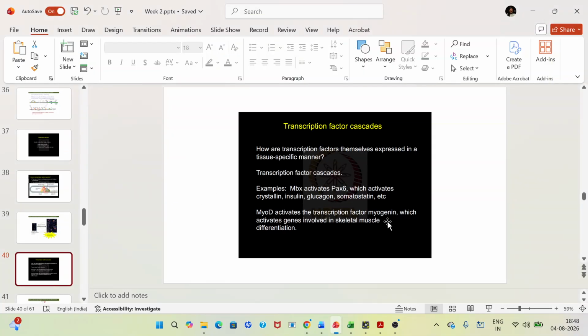Next is the transcription factor cascade. So how are transcription factors themselves expressed in a tissue specific manner? It is because of the cascade that is being followed. For example, MBS activates PAX6, which activates crystallin, insulin, glucagon, somatostatin, etc. So this is a whole cascade. One is activating another, and that one is activating another. This is how the whole process goes on, and that is how they work in a combinatorial manner. Okay?